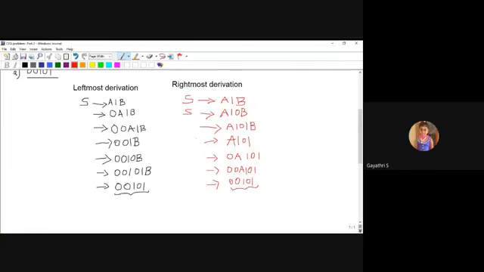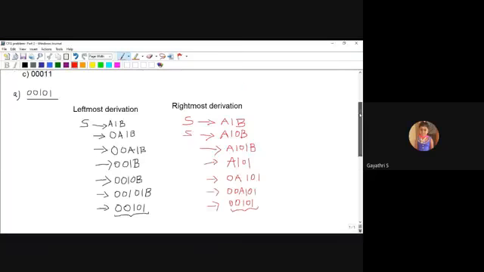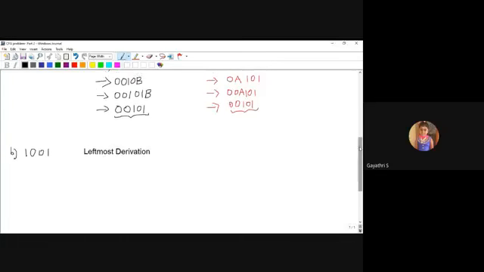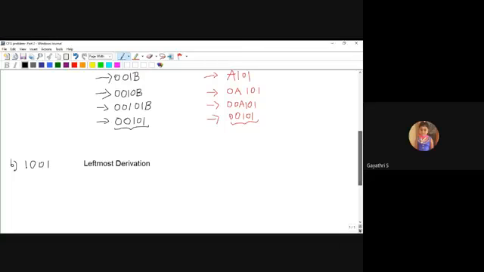So next problem, the string 1001. Leftmost derivation first. The same production rule: S tends to A1B.